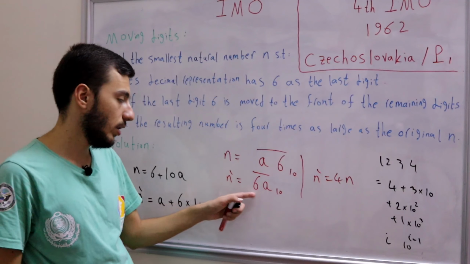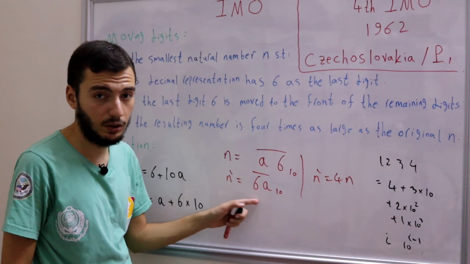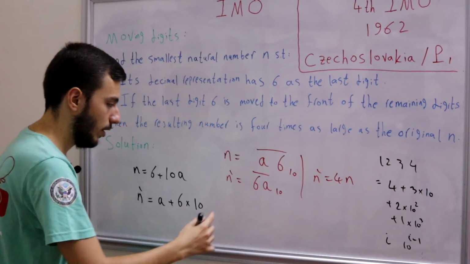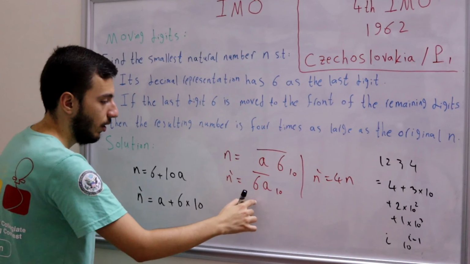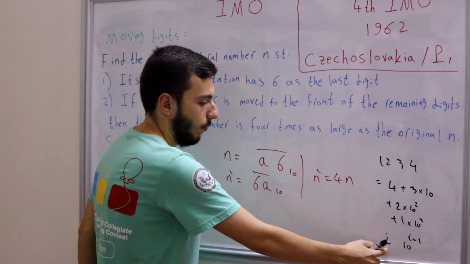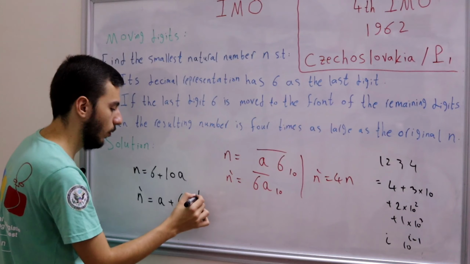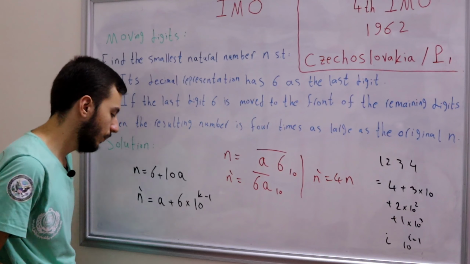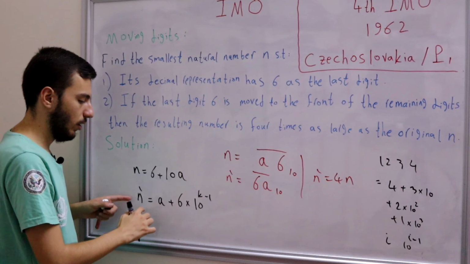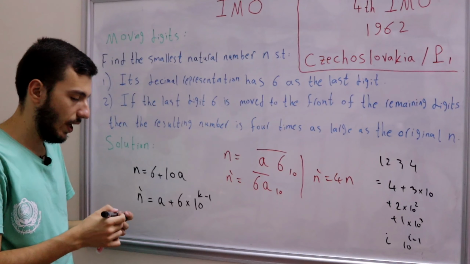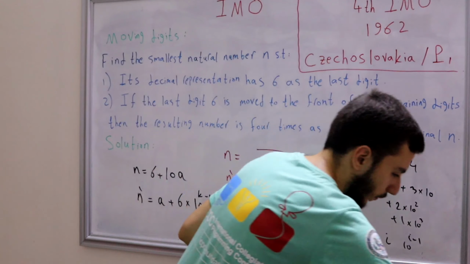Alright, so now what is the index of 6? Because we know this has length k, so it's basically k. So what do we multiply by? 10 to the k minus 1. We should be really careful about this. So it's k minus 1. Alright, so now we know what n prime is, we know what n is. Now we just rewrite the equation here and simply try to solve it.